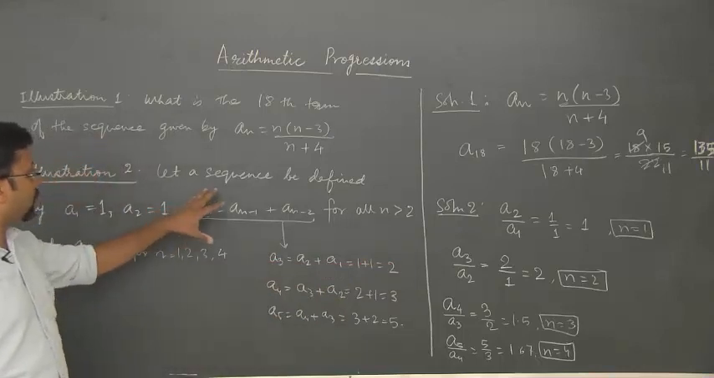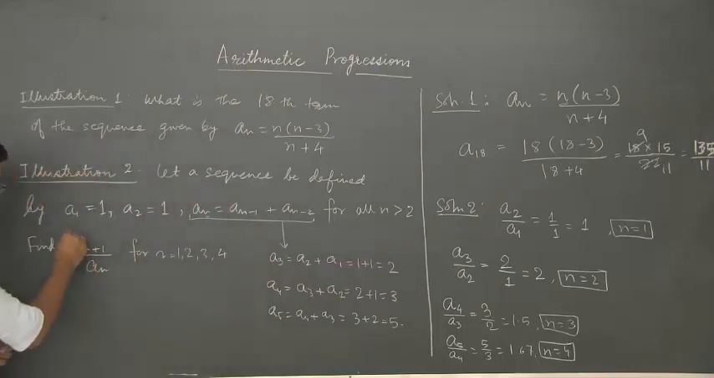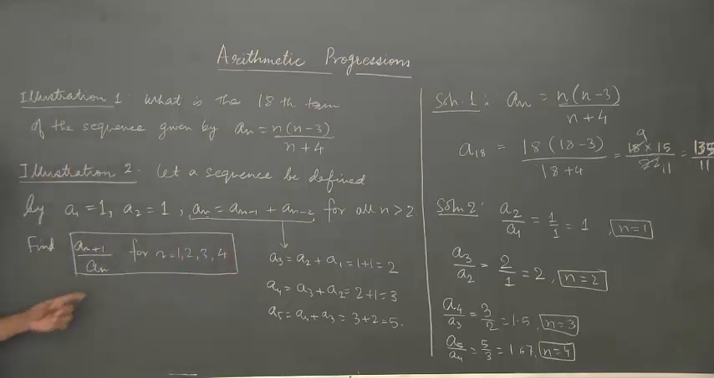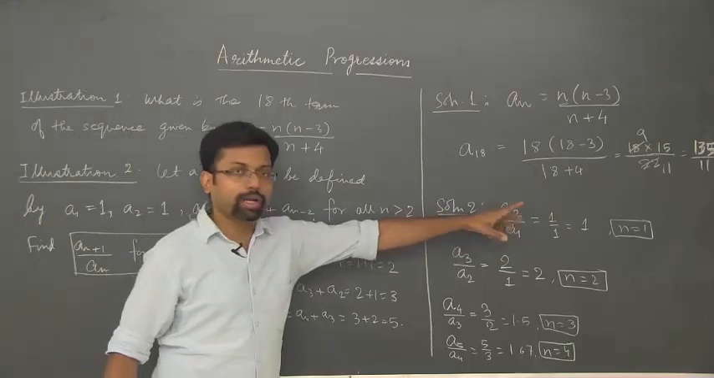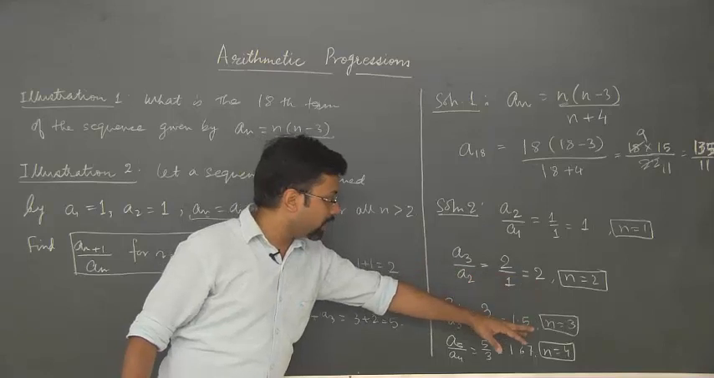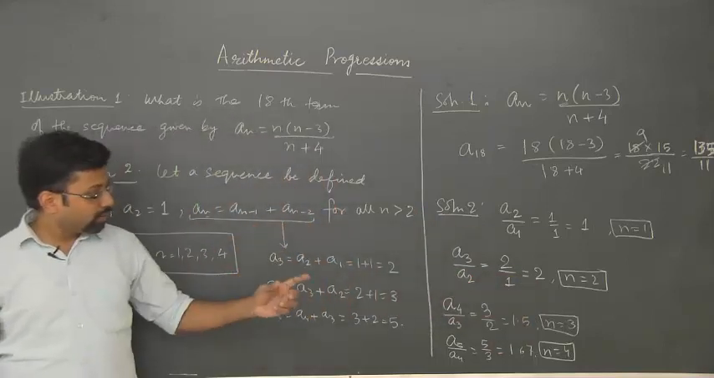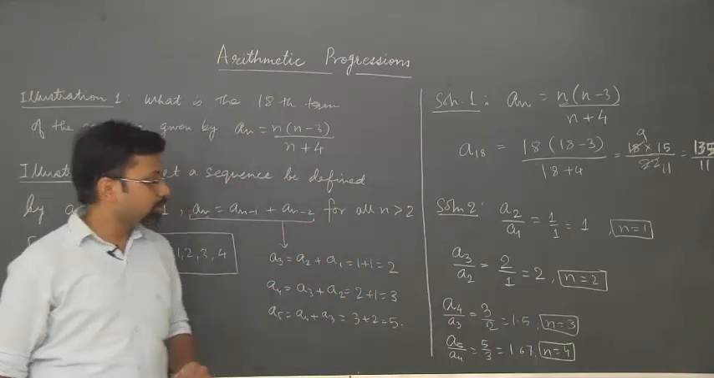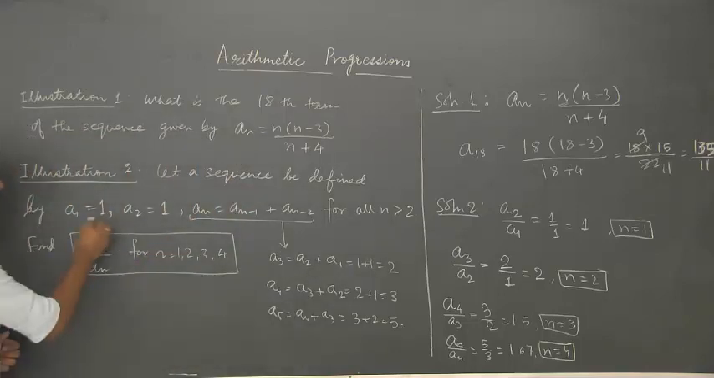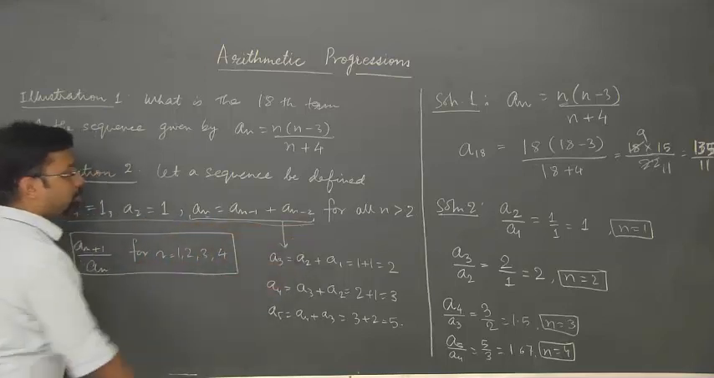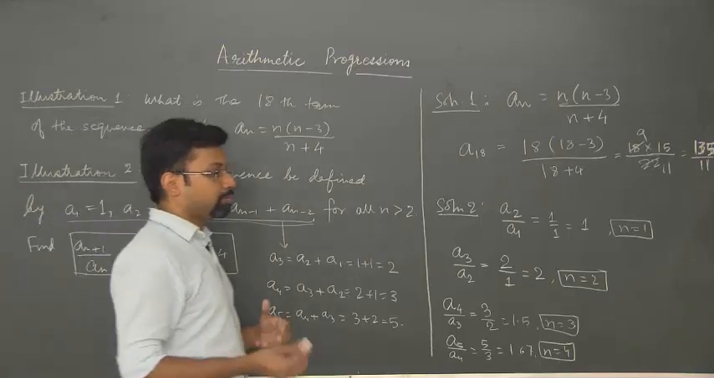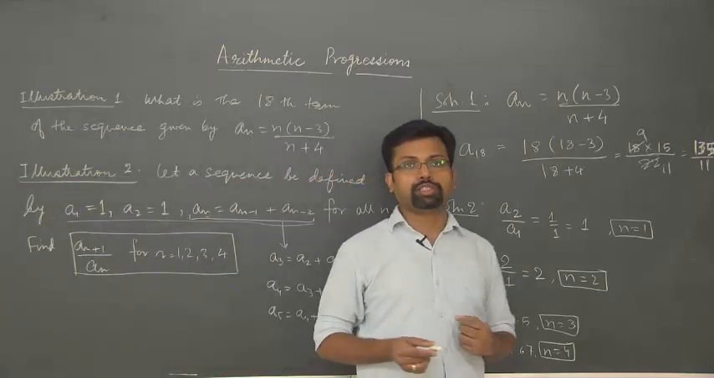So this is what we have to find out. We have to find out an plus 1 by an for n equal to 1, 2, 3 and 4. So we are getting 4 values. When n equal to 1, the ratio is 1. When n equal to 2, it is 2. When n equal to 3, it is 1.5. And when n equal to 4, it is 1.67. So this particular sequence that you observe here, it's not an arithmetic progression, but it is a very special type of sequence that is very popular, and it's known as Fibonacci sequence.